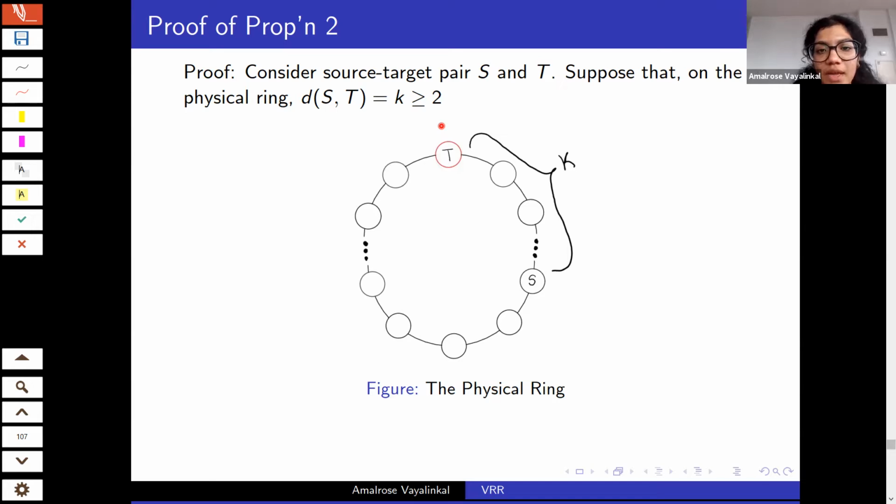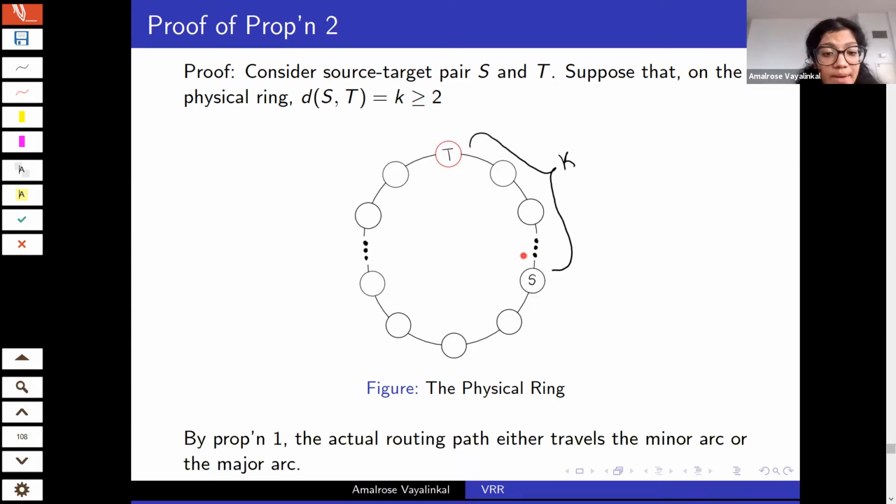So suppose this is our physical ring. Here's T and here's S, and then this is k. We don't know how many nodes there are, it's an arbitrary n. So by proposition 1, the actual routing path either travels the minor arc or it travels the major arc, because we know there are no loops. So we're not going to ever trace back our steps. We have to pick one direction to travel and then stick with it until we reach the destination.